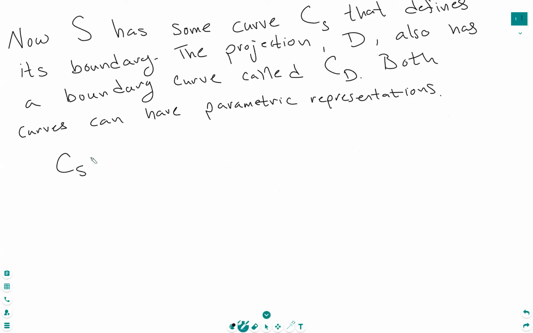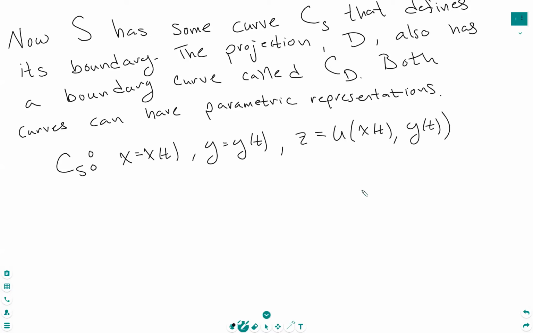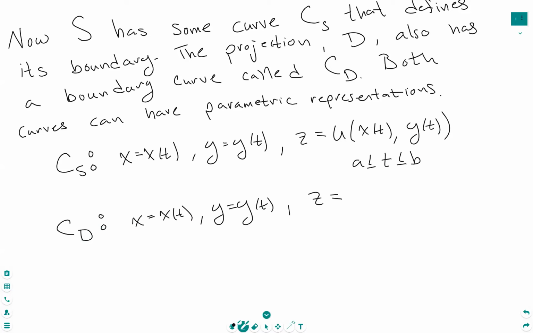So for the boundary of the surface, CS, what we'll do is we'll say that X is some function of T. We'll have that Y is some function of T. And then Z is U with X of T and Y of T inputted. And we'll have that T runs from A to B. Now the curve that is the boundary for the projection, very similar, we'll have a parameterization for X, we'll have a parameterization for Y, but now because we're in the XY plane, we have that Z is just equal to zero here.